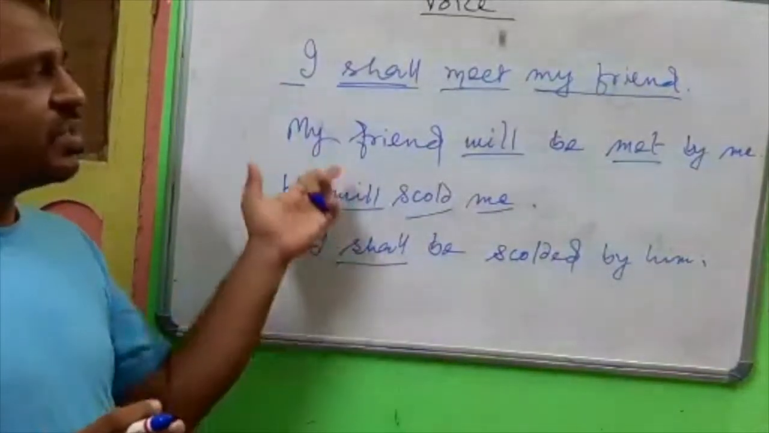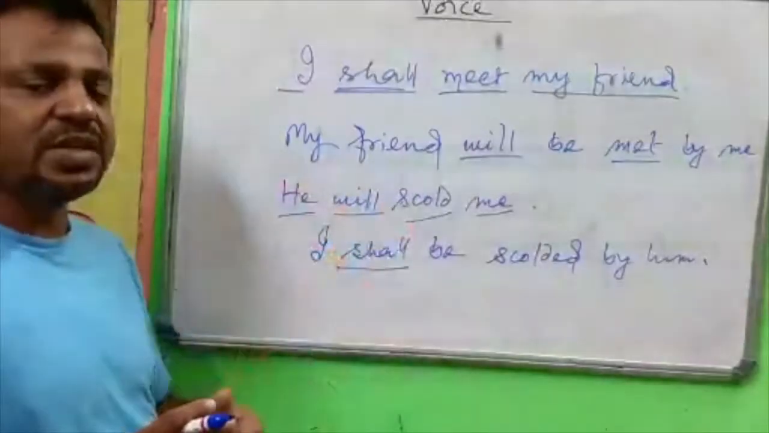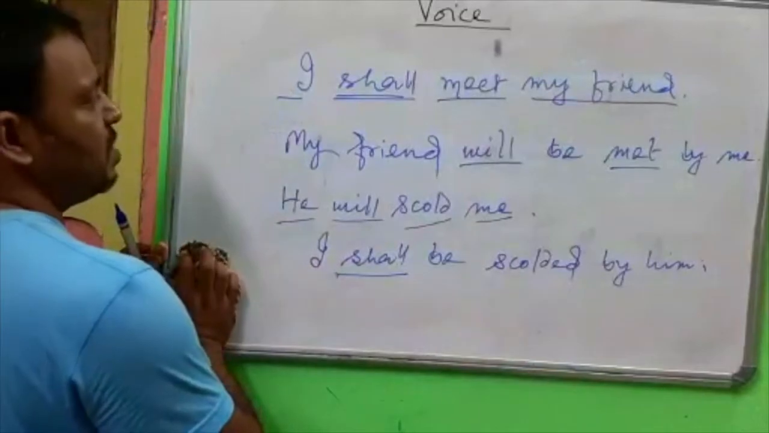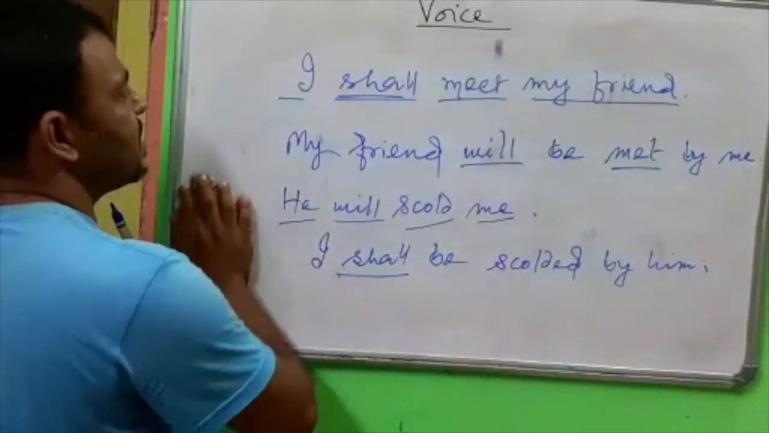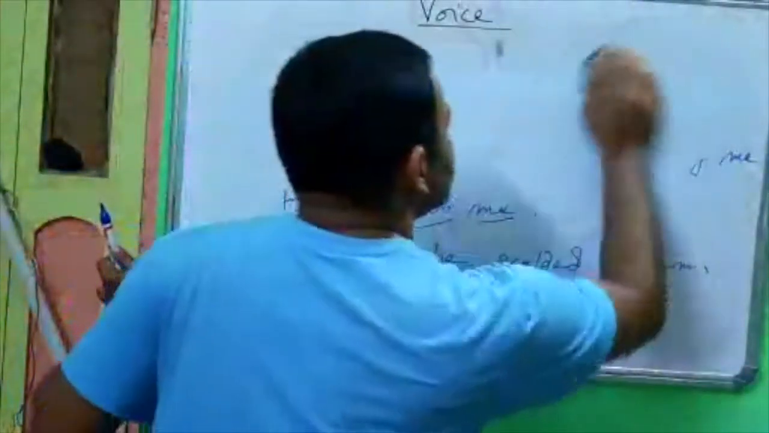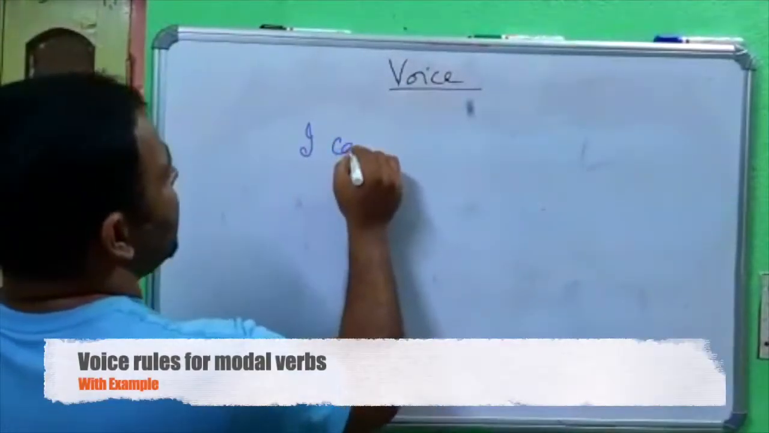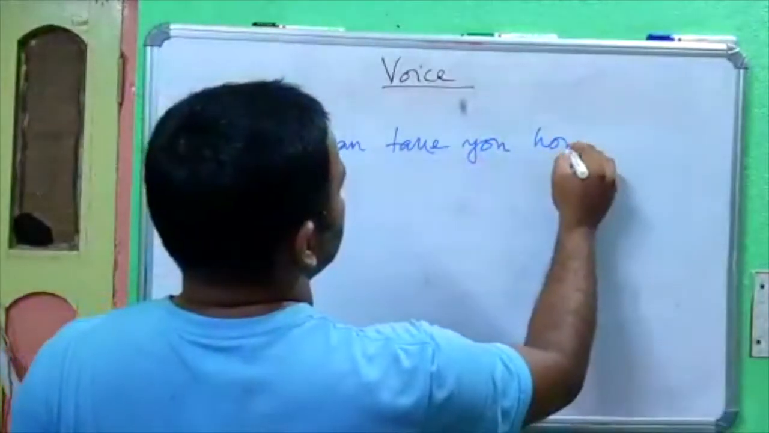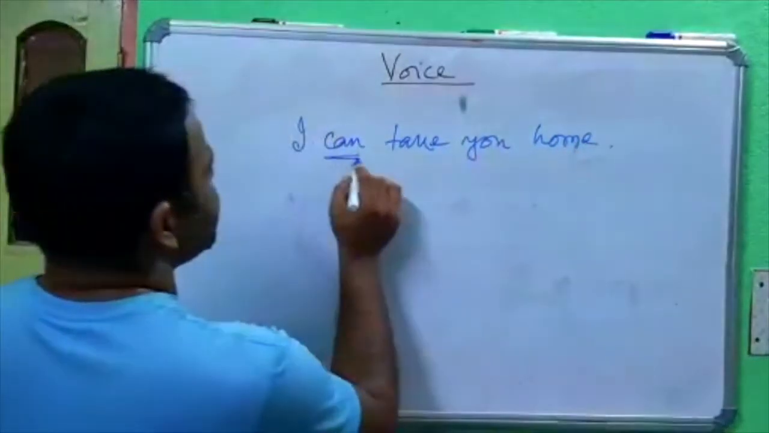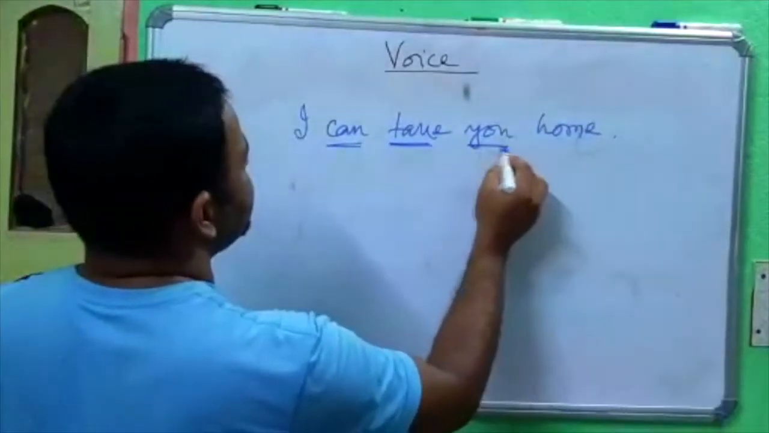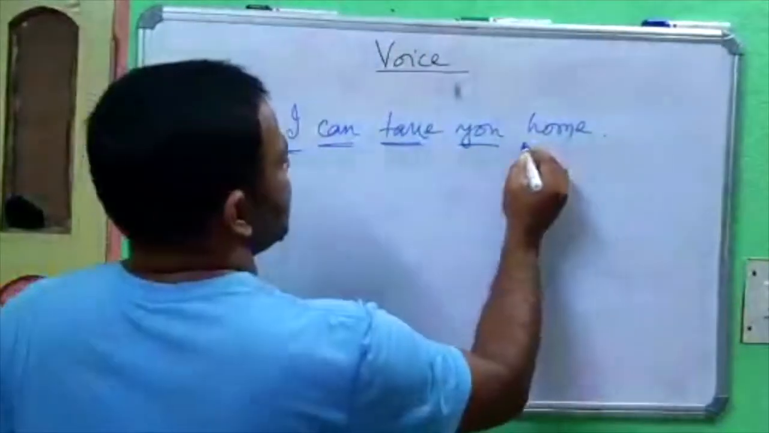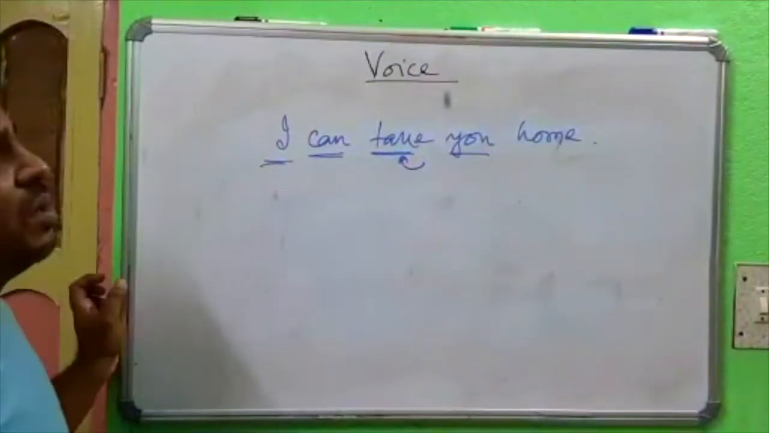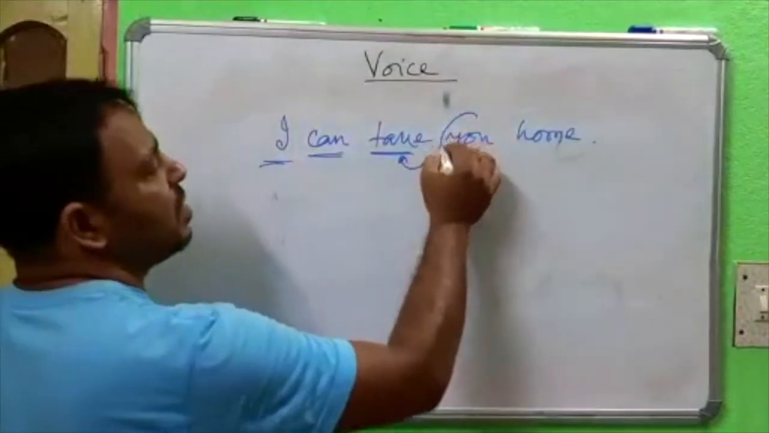modal auxiliaries that are not used in the future tense but in the present tense, may or can, and how they can be used in passive or active voice. Let's take an example. I can take you home. Here the modal auxiliary is can, the finite verb is take, you is the object, I is the subject. Here, if you ask the verb take with what or whom, the answer would be you.